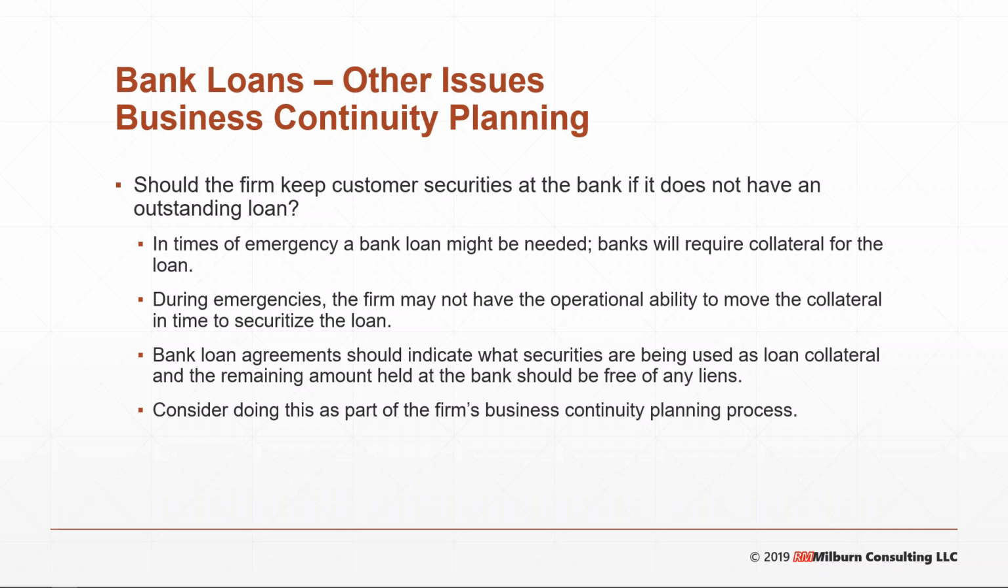So, a couple other things about bank loans. One of them is business continuity planning. And should the firm keep customer securities at the bank if it does not have an outstanding loan? Well, in case of an emergency, the firm might need a quick bank loan, and if there is no collateral being held at the bank, it might not go through. So you want to talk with legal, make sure that your bank loan agreements indicate which securities are being used as loan collateral, and that the remaining amount held at the bank are free of any liens. Consider doing this as part of the firm's business continuity planning process.